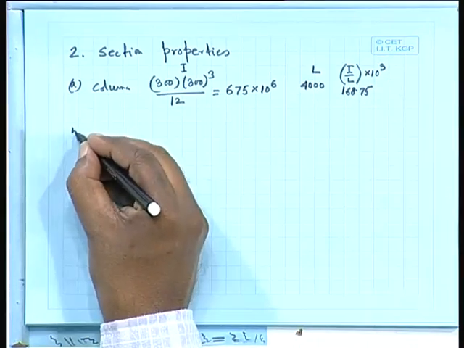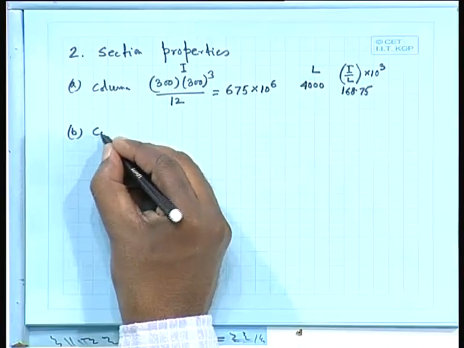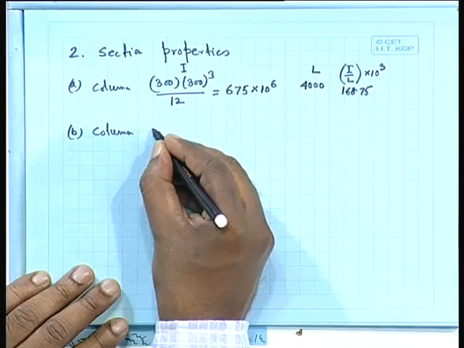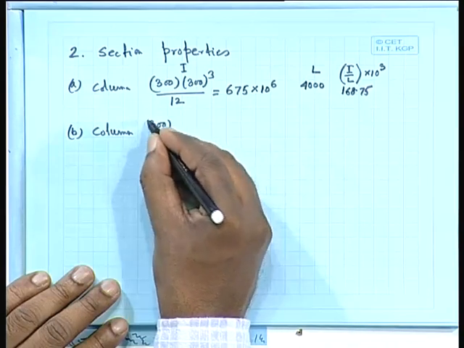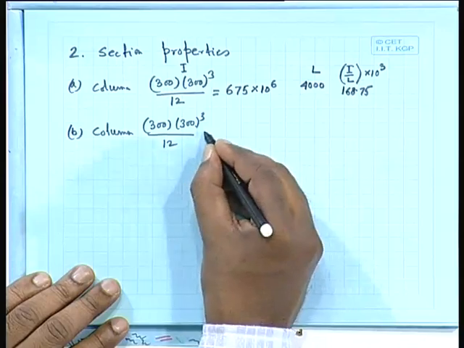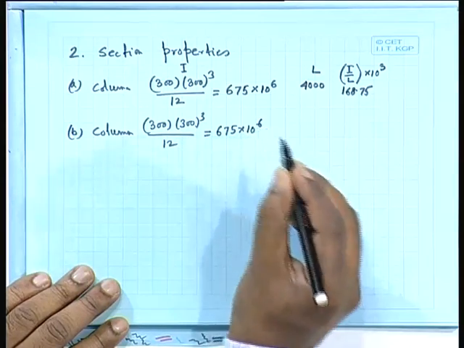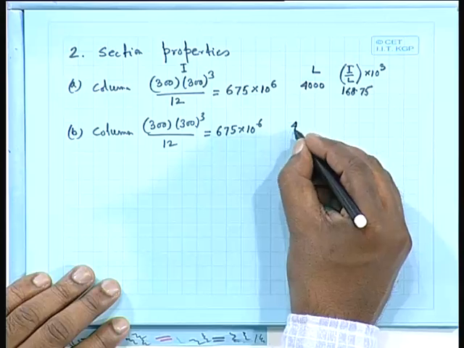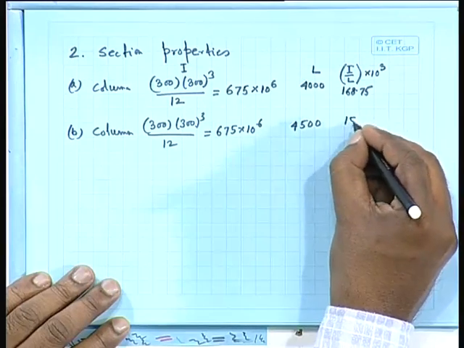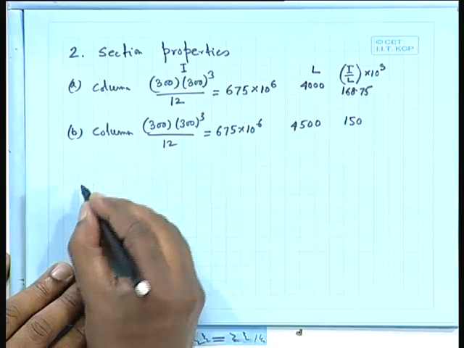Now, there is one more column according to your length, the section is same, but length is different. So, we shall get 300 into 300 cube by 12 equal to 675 into 10 to the power 6, L is here 4500 and we get it here 150, that means 150 into 10 to the power 3, that we shall get it.